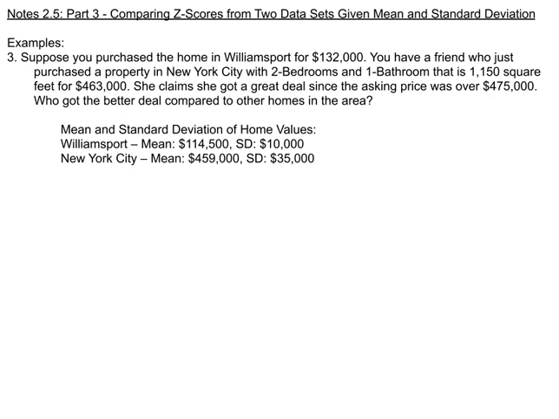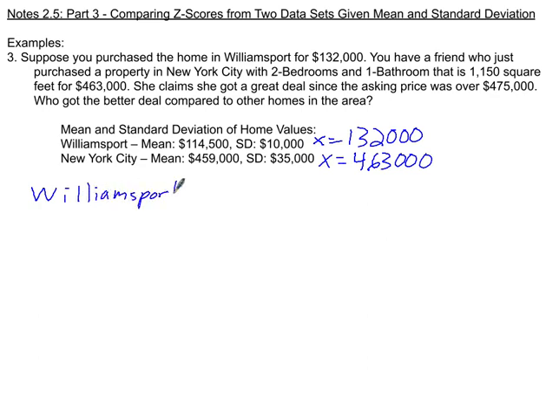Now here we have a small table already organized with the mean and standard deviation in Williamsport and New York City. So I'm going to just add a little bit to the table. I'm going to add the home values that we're looking at. So that'll be our X. For Williamsport it is 132,000, and for New York it is 463,000. Right? So now we can find the z-score of these two homes, for Williamsport and for New York City.